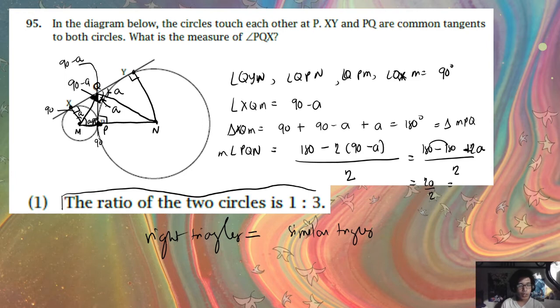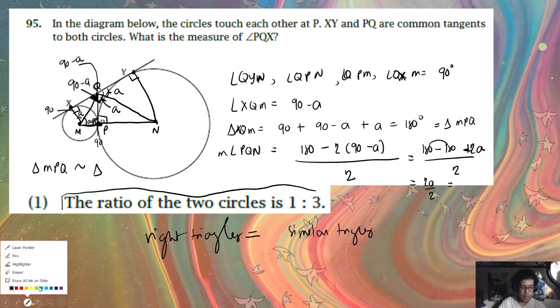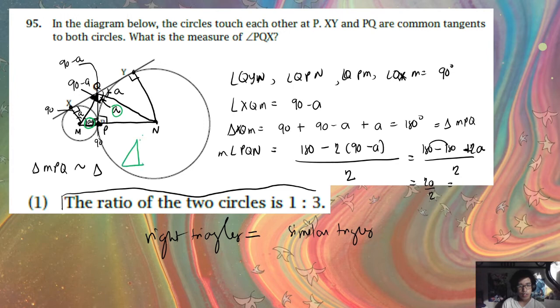Therefore, if we look closely here, we have triangle MPQ. Triangle MPQ is similar to another triangle. I'm going to use a different color so that you can see. Since this is letter A on angle M, and this is also letter A on angle PQN, if we try to draw it like this, this is going to give us QPM. There's a 90-degree angle and there's A.